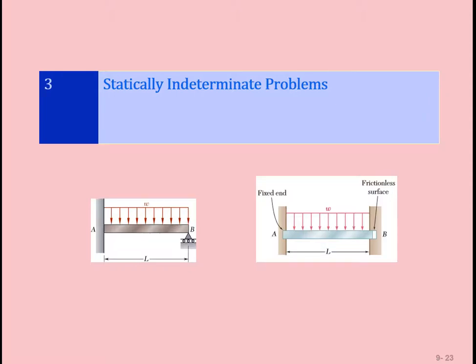Let's continue to look into other topics. Here in the third section of Chapter 9, Deflection of Beams, we're looking into statically indeterminate problems. Here are the two typical such problems we're going to illustrate in this section.